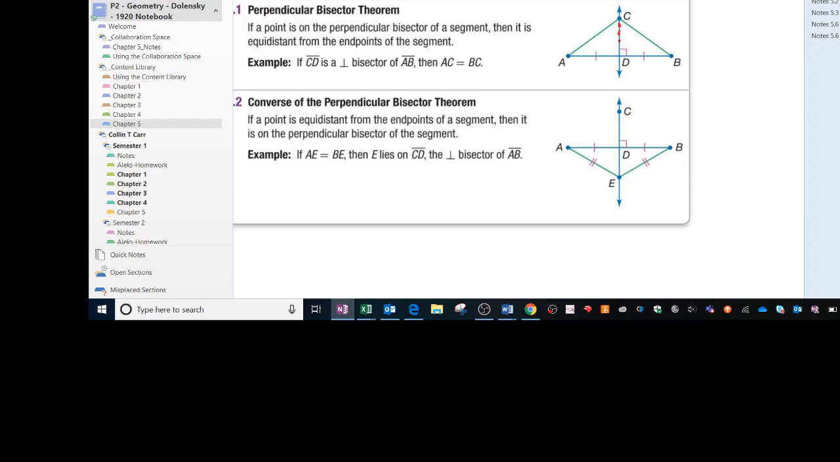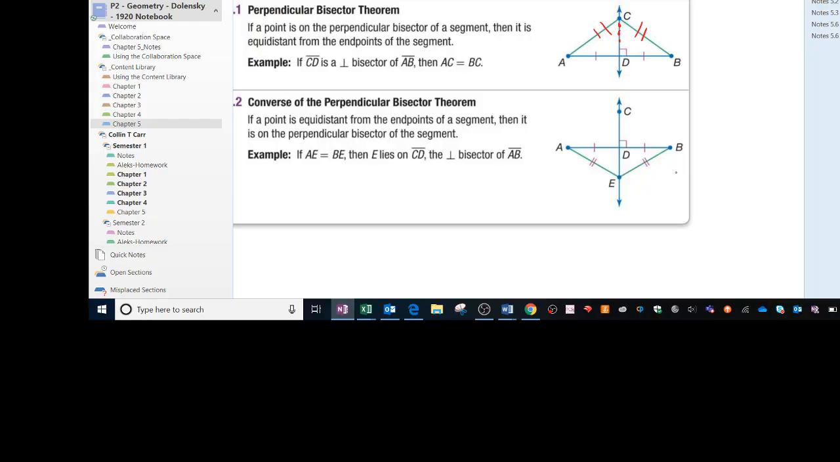So they're just saying that this point is equidistant from the endpoints. In other words, this side and this side are congruent is what they're saying. So any triangle that you make or construct, you'll have those two sides congruent.